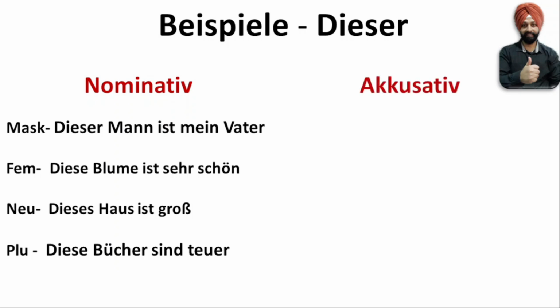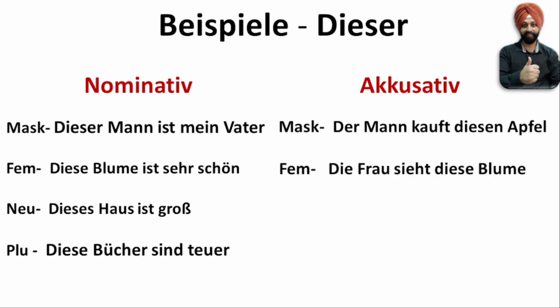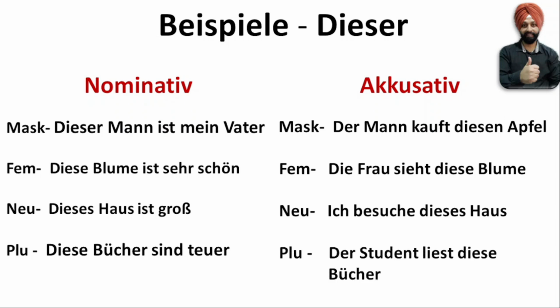Now we see the accusative case. The first one, masculine: Der Mann kauft diesen Apfel. Feminine case: Die Frau sieht diese Blume. Neutral or neutrum: Ich besuche dieses Haus. And plural case: Der Student liest diese Bücher. In accusative, I have used some of the accusative verbs. They were quite easy. I hope that you have understood the nominative and accusative case.